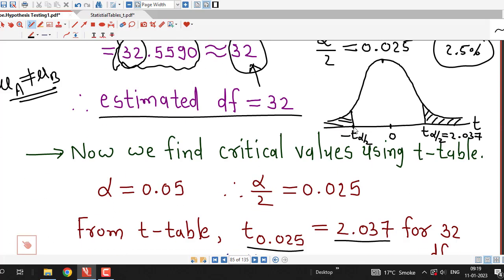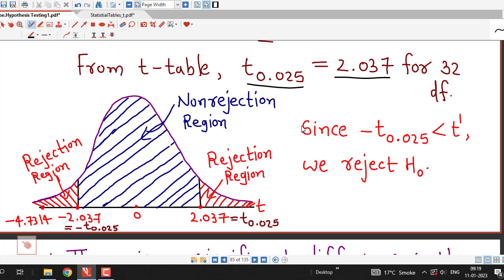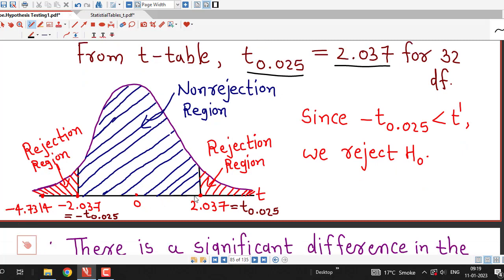So you can see this is minus 2.037 and we have minus 4 something. That means we are in the rejection region, and I have sketched it systematically here also. You can see this is 2.037, this is minus 2.037. These two are critical values corresponding to alpha by 2 equal to 0.025, and these red line areas are rejection regions. Value of T dash is minus 4.7314, which we have calculated, and you can see it is in the rejection region.